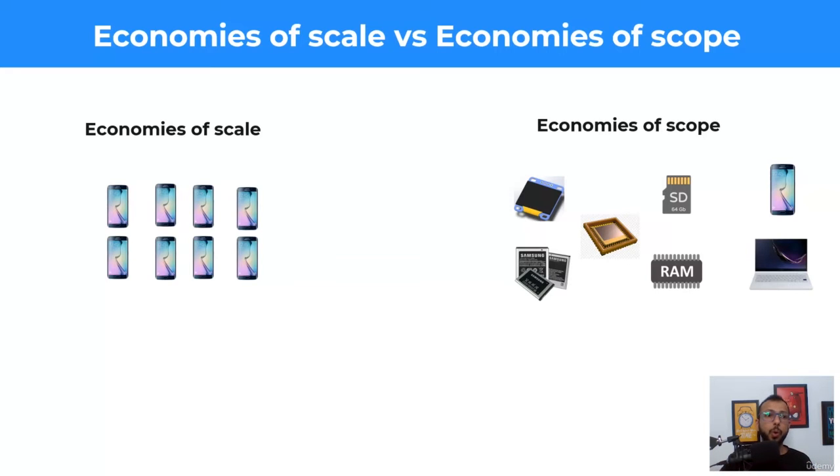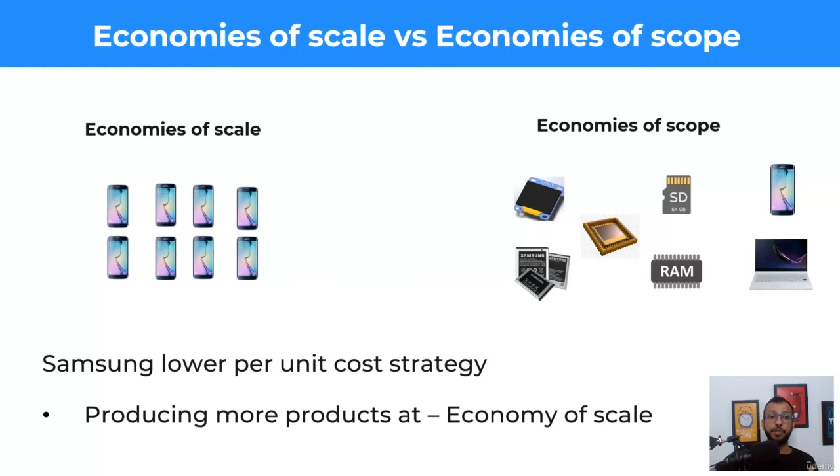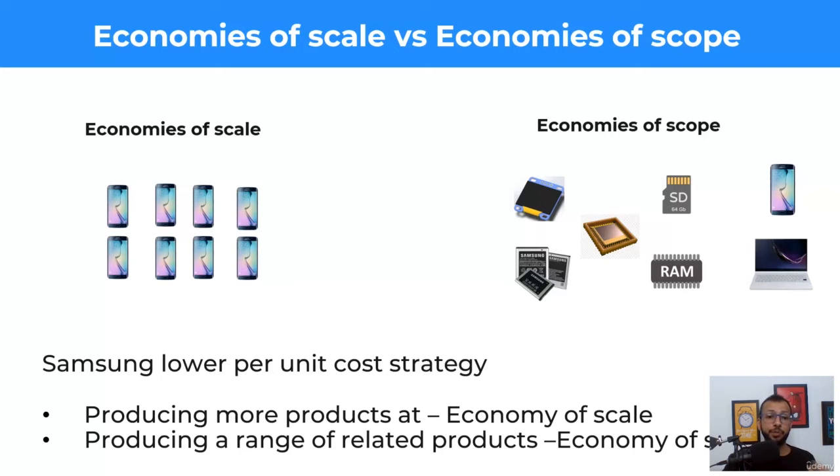Whenever you produce different types of products within the same domain or with the same raw material, you can always bring down the cost. So that's how Samsung is able to decrease the per unit cost of their products, because they are producing more and more product, which is known as economy of scale, and they are producing a wide range of related products, known as economy of scope. All these products are related to each other because they all have silicon and they have the same vendor for silicon and so many other things.